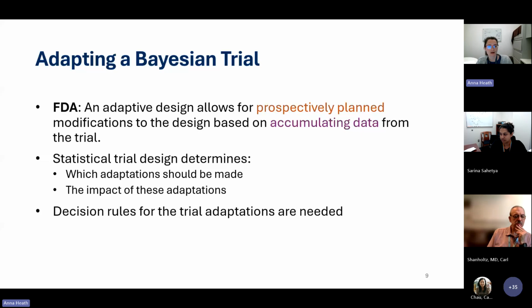The crucial thing here is that because these adaptations have to be prospectively planned, essentially what we're determining is what we call decision rules for the trial adaptation. These are the rules of how we're going to adapt the trial as the data appears in the trial. So it's something that's fixed in advance of the trial and allows us to adapt as we go.